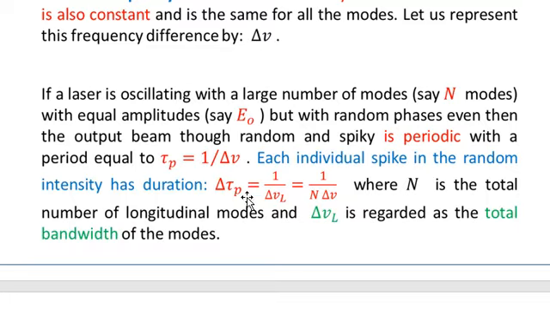And each individual spike in the random intensity has a duration delta tau p, which is equal to 1 over delta nu L, and that is equal to 1 over n times delta nu. So delta nu L is regarded as the total bandwidth of all the modes, and delta nu, you know, is the separation between two modes.